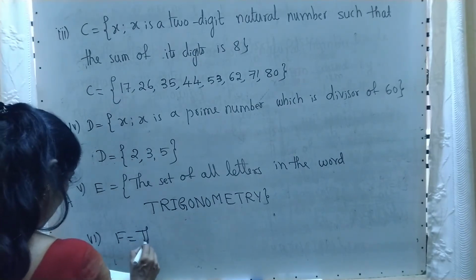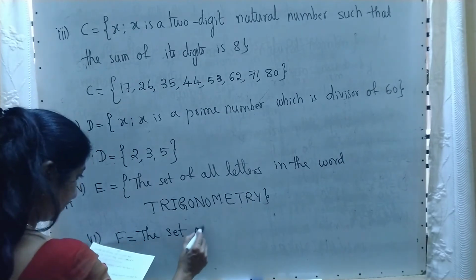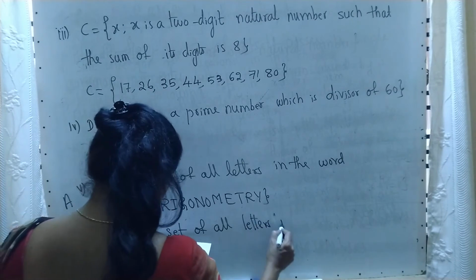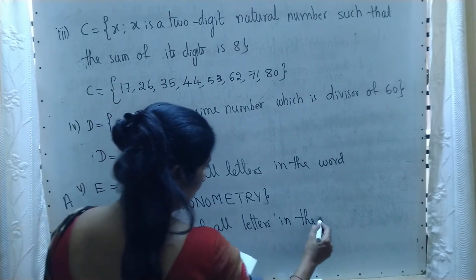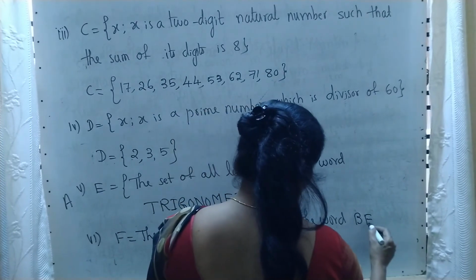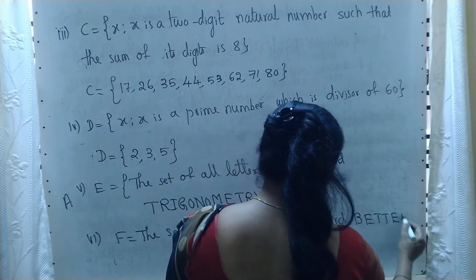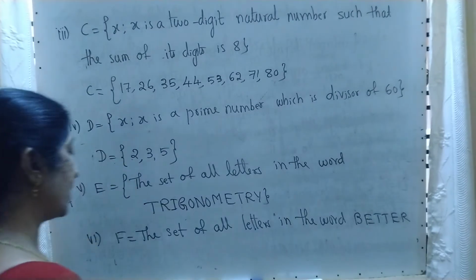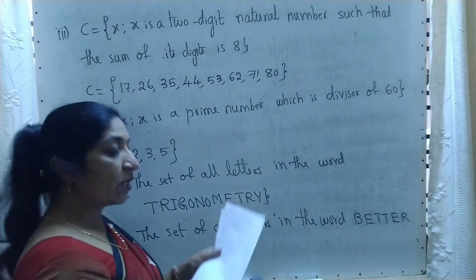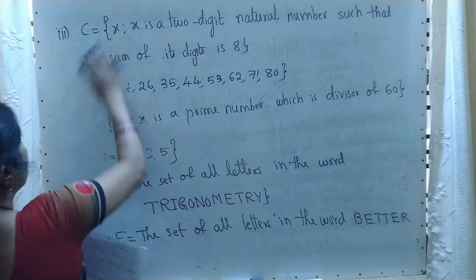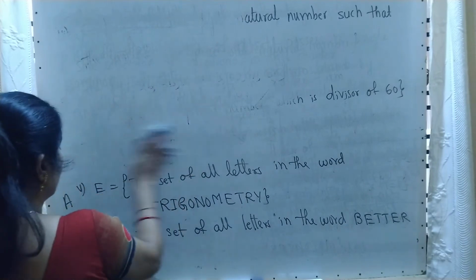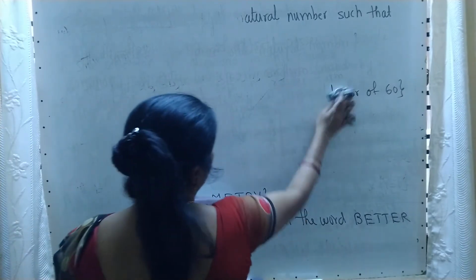Next one. The set of all letters in the word better. So here this also I am giving you as an assignment. It is again very simple. So just write down the letters by writing a comma in between. If the letter is repeated, don't write it twice. Moving to the next question.